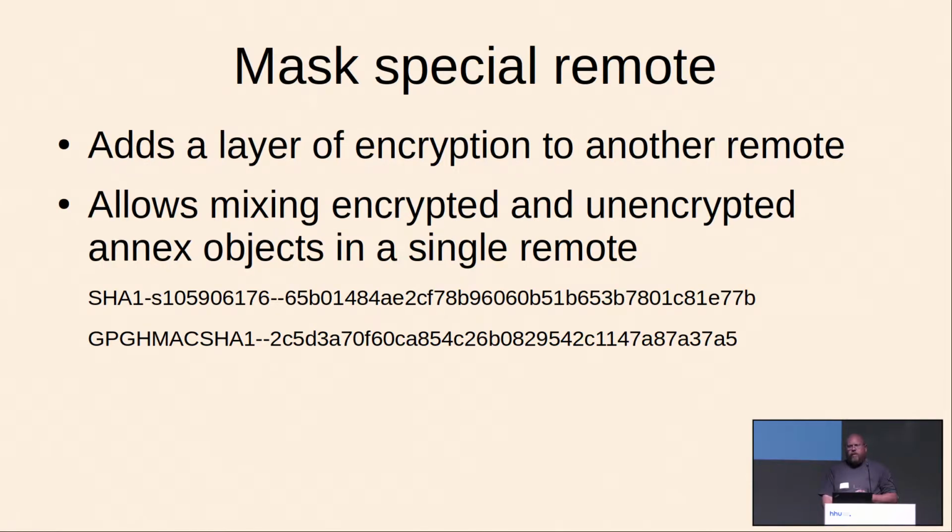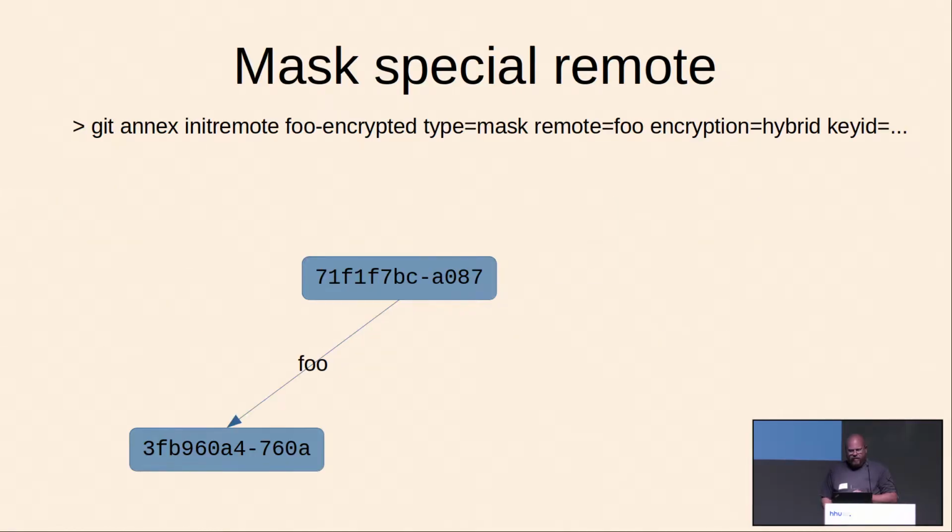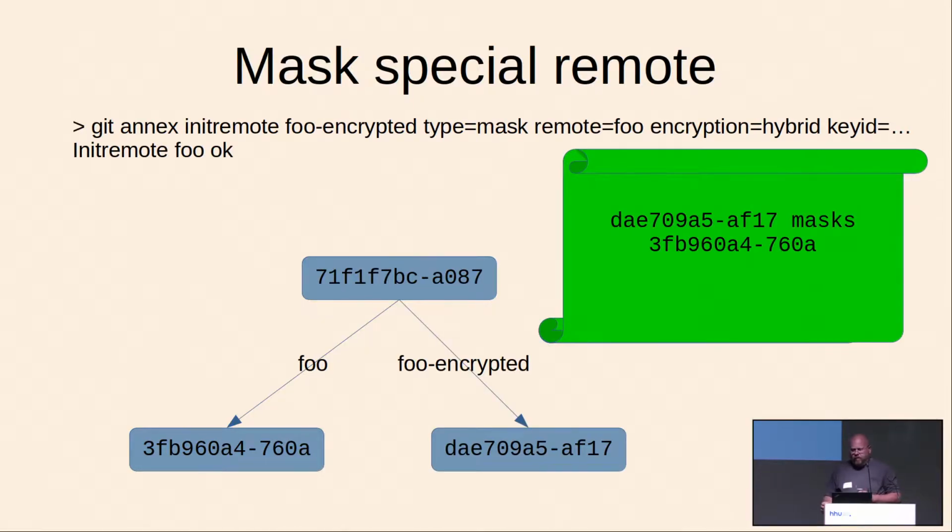And the way this works is, when you initialize this remote, you say, I would like a mask remote, and it's going to mask the remote named foo. I have this remote foo, that's the unencrypted one. I'm gonna mask it, and I'm gonna encrypt it with, say, these GPG keys having access to it, for example. You could use any kind of encryption that git-annex supports. And what it does is it just stores on the git-annex branch that this remote masks this one. That's all it really needs to do, and it creates the remote.